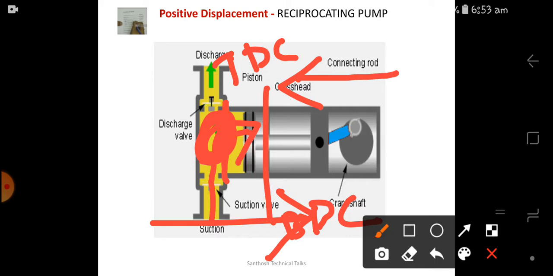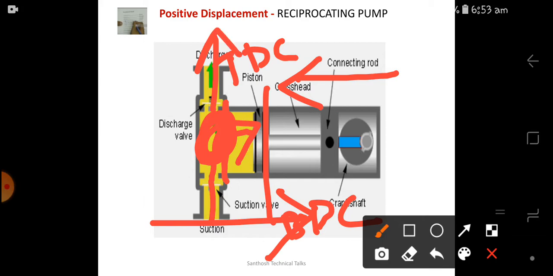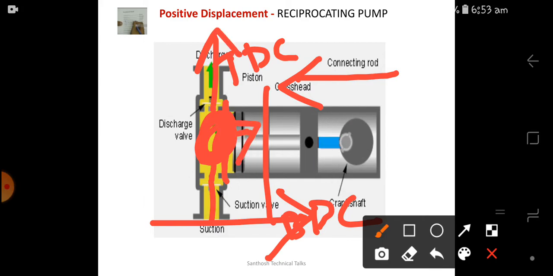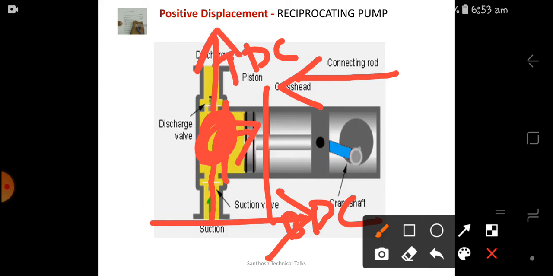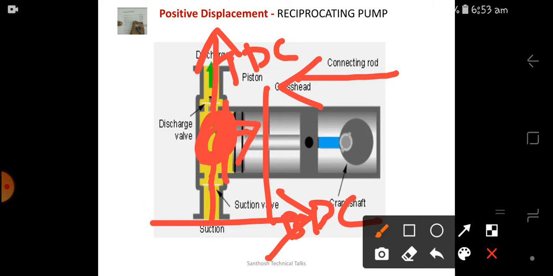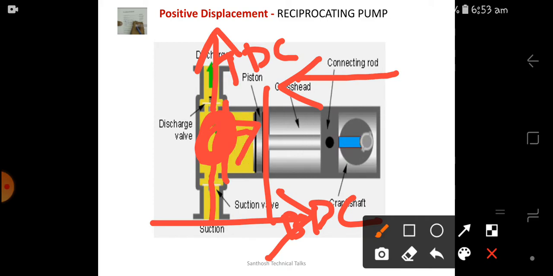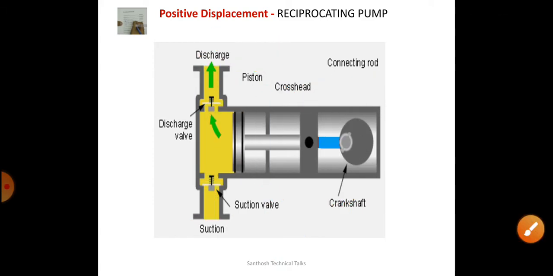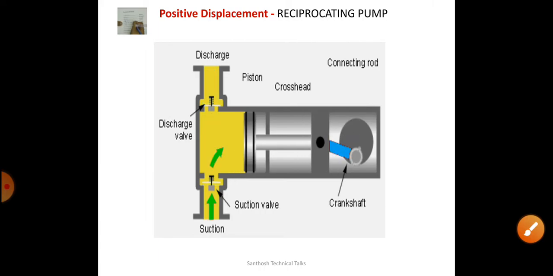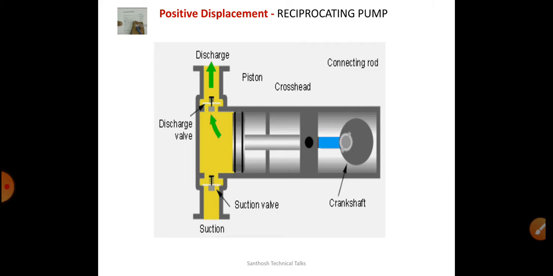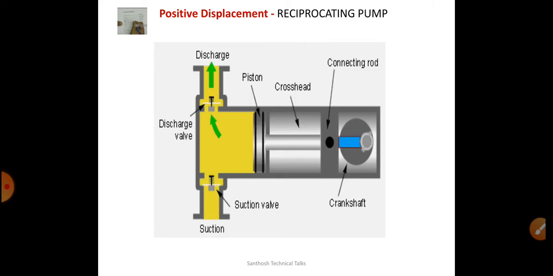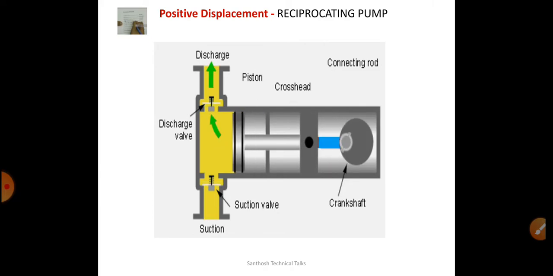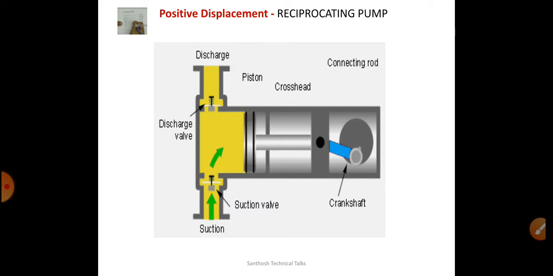So it builds up pressure, and that pressure causes the delivery valve to open, and it throws the liquid inside the cylinder out through the delivery valve. Here the parts involved are crankshaft, connecting rod, crosshead, piston, and discharge pipe, and the suction valve and delivery valve are the parts which are used for making this function.